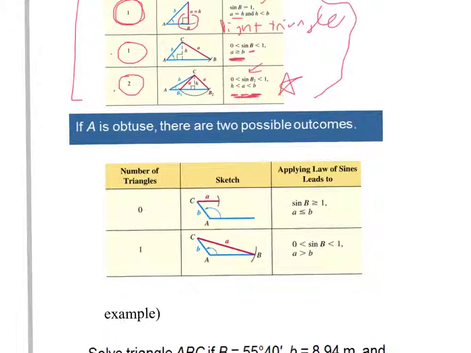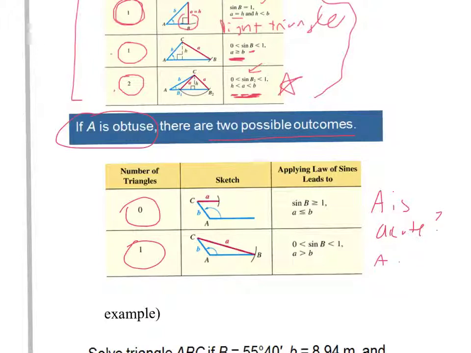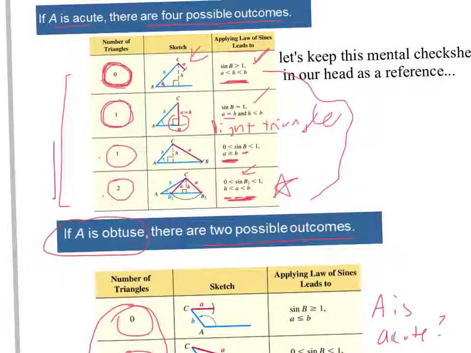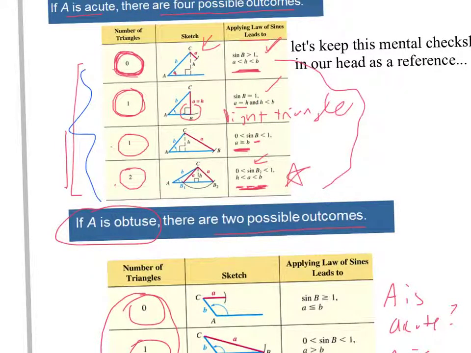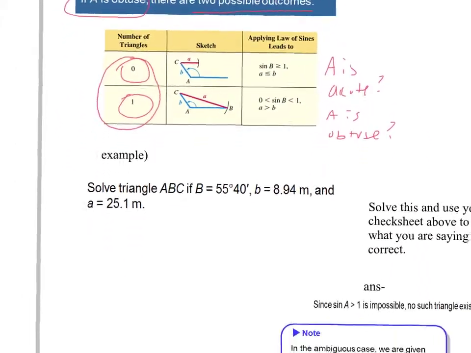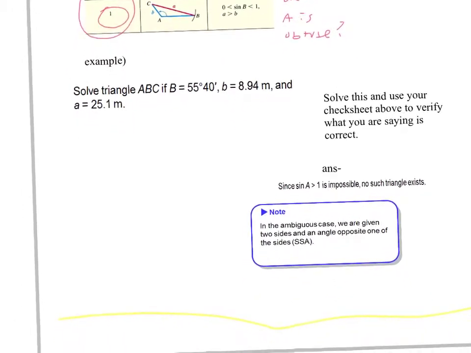Now that's if A is acute. If angle A is obtuse, though, there are 2 possible outcomes. Either you're going to get no solution or you're going to get 1 solution. So you really want to track whether A is acute or A is obtuse as we're doing these problems. If it's obtuse, I have 2 possible answers, and if A is acute, I have basically four possible scenarios. Okay, let's scoot that on down. And hopefully that'll be readily obvious once you go to solve it.